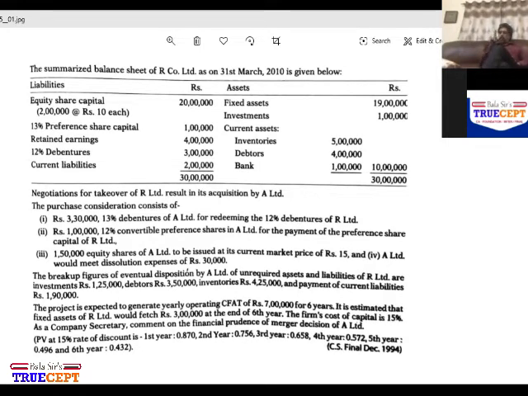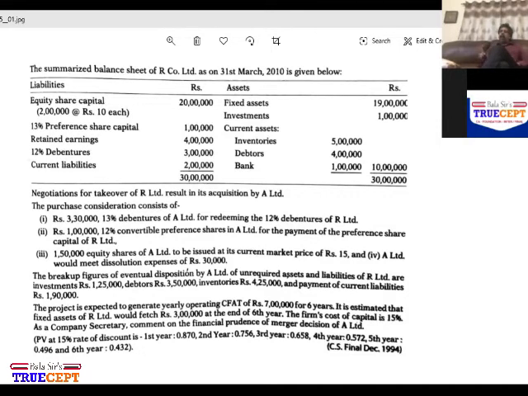In this example, you have been asked to decide whether A Limited should go ahead and purchase R Limited. Given the cash flow after taxation, CFAT, and the discount rate of 15%, you can calculate the present value of all the future economic benefits from the acquisition. Once you calculate that, you can calculate the net present value of this takeover or merger decision.